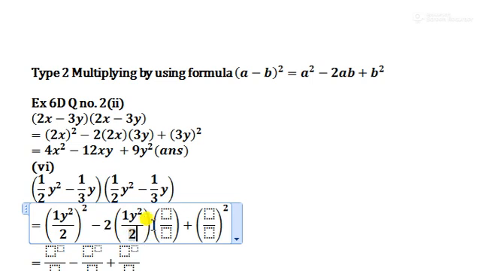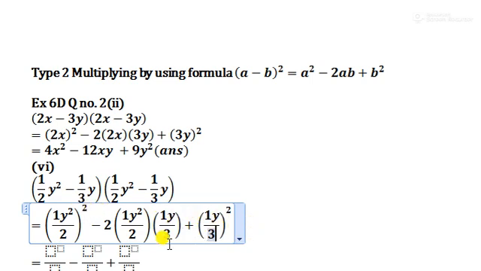This is my a. Now what is my b here? B here is basically 1y by 3. Okay, no need to write 1, but for the moment let us write it. So 1y by 3. Now here also b square, b is nothing but 1y by 3, so we put it like this. So a square minus 2ab plus b square.